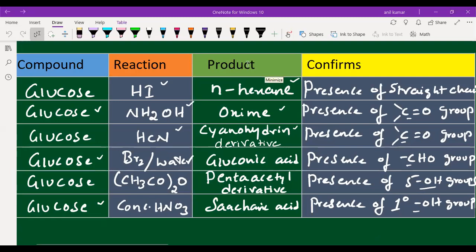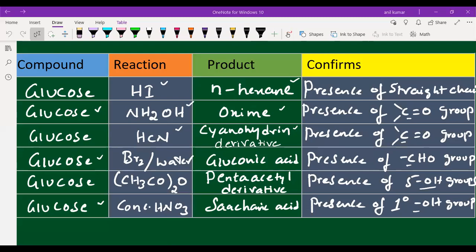This tabular column is clear, right, students? Okay, this tabular column is clear. Fine. Next, this tabular column also I will upload in the WhatsApp, so that you can copy in your notes. No problem, I will upload this in WhatsApp. This tabular column also you can write in the notes. Okay, fine, students.